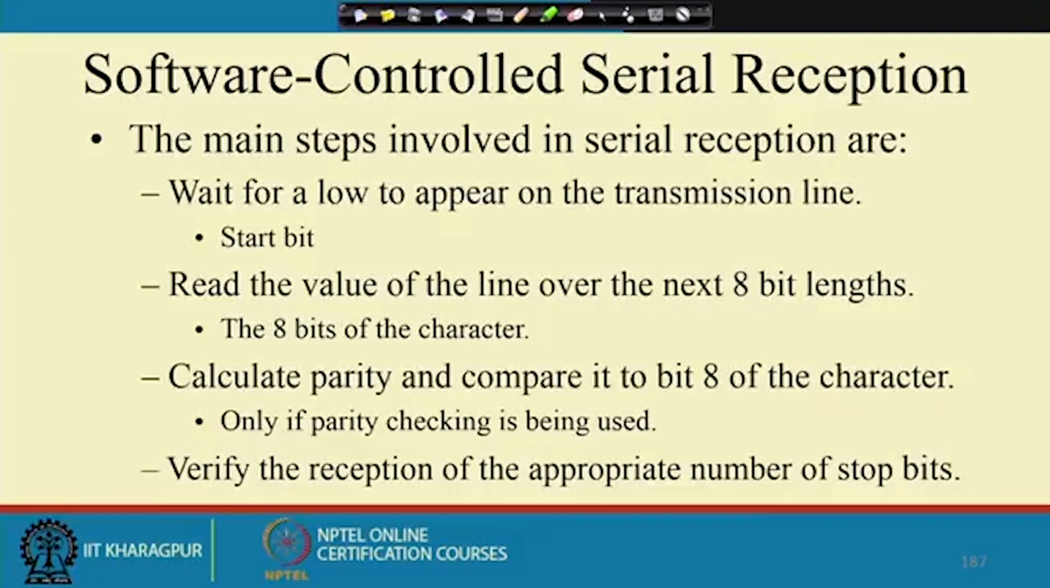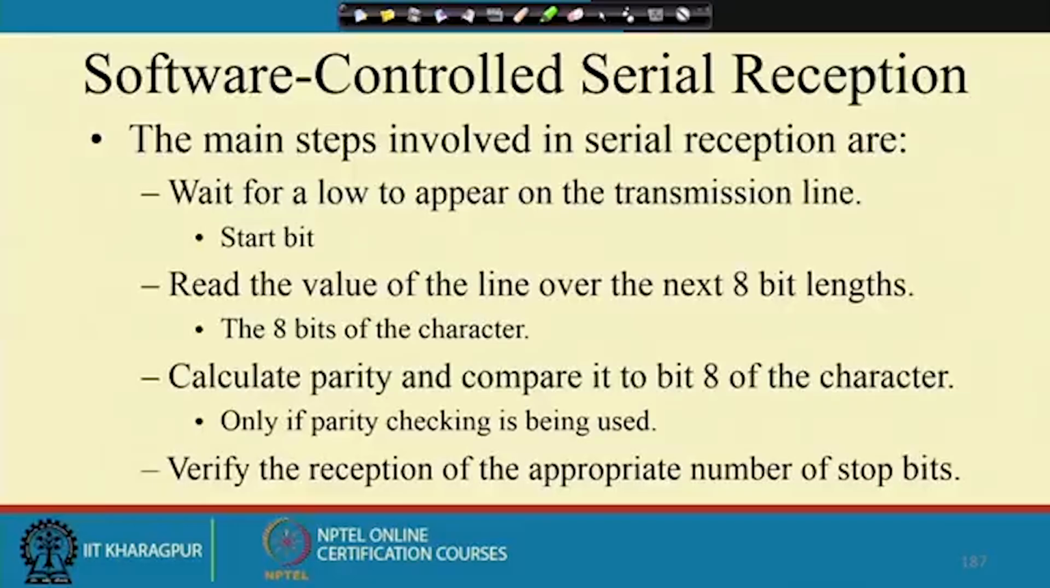So, when all the 8 bits are received, it will calculate the parity and compare it to bit 8 of the character. So, up to bit 7 is the ASCII code, and bit 8 is the parity. So, it will compute the parity and check with bit 8. If they are matching, then it is fine, and if it is not so, then it will tell that the character received is not correct, there is an error.